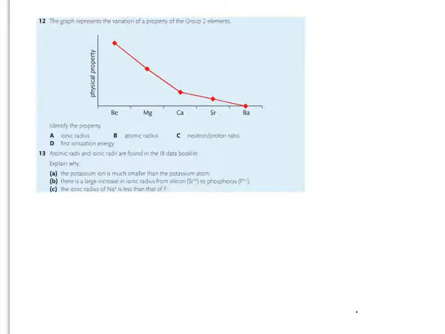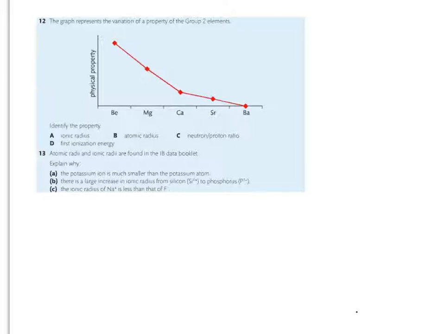Number 12 has a graph here, and if you look, you'll see that Be, Mg, Ca, Sr, and Ba are going down group 2. They want you to identify the properties. So it's a property that's decreasing.